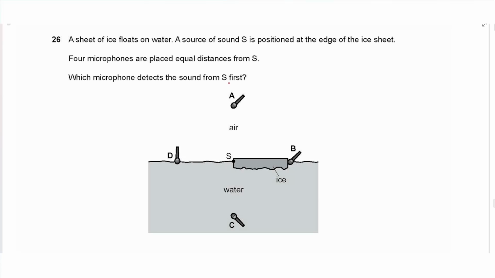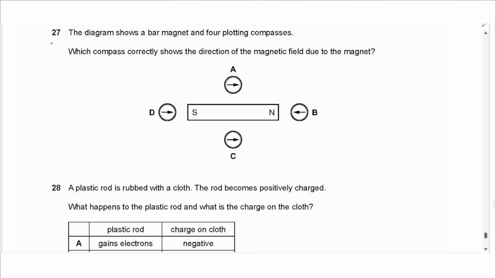So we need the fastest speed of sound, which happens in solids, so through the ice, so it would be microphone B. Question 27 says the diagram shows a bar magnet and 4 plotting compasses. Which compass correctly shows the direction of the magnetic field due to the magnet?